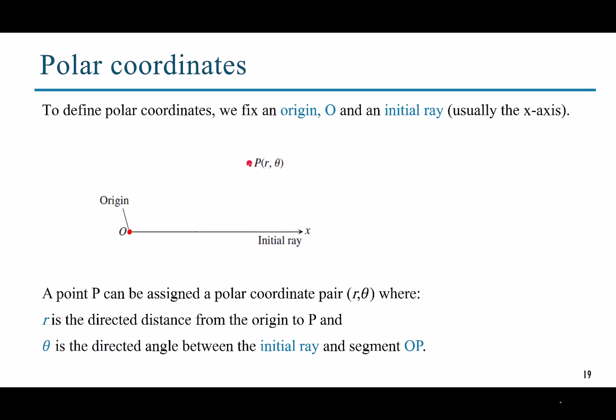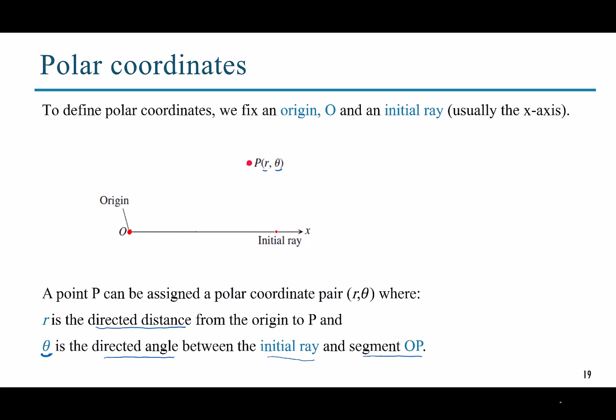Now, this is my point. How do I show it? I need r and theta. r is going to be the directed distance from the origin to point P, and theta is the directed angle between the initial ray and the segment OP. Let me show the ray where my point is going to be on. So theta is the directed angle.